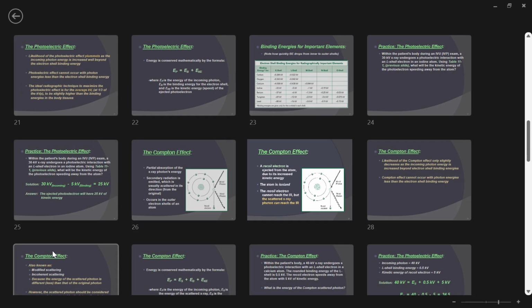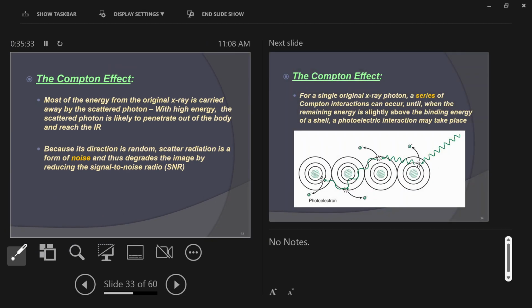And that's going to be an important note here, that most of the energy is carried away by the scattered photon. With high energy, the scattered photon is likely to penetrate through the body and reach the image receptor. However, because of its random direction, scattered radiation is a form of noise, decreasing image quality because it raises noise in the signal-to-noise ratio idea. More noise, no more signal.